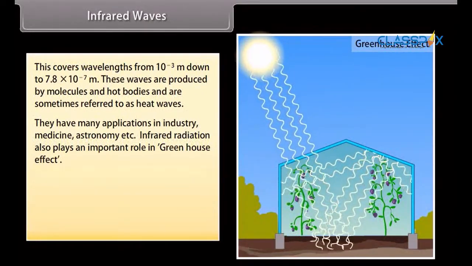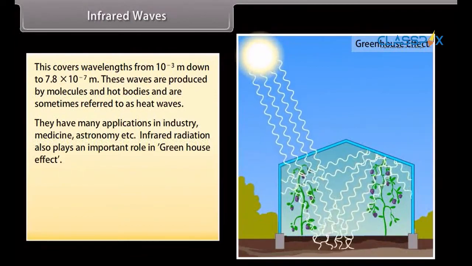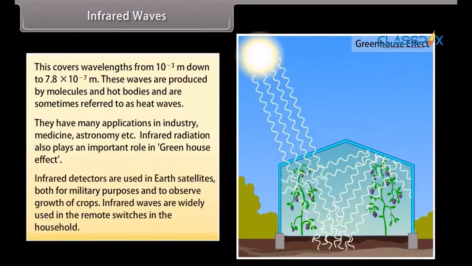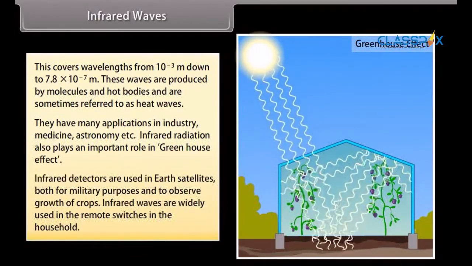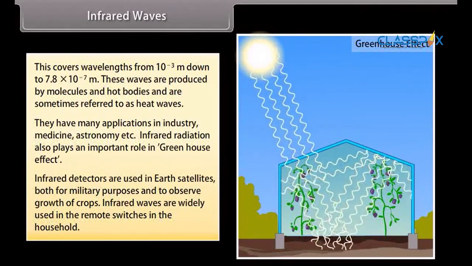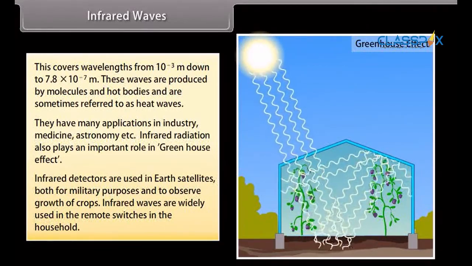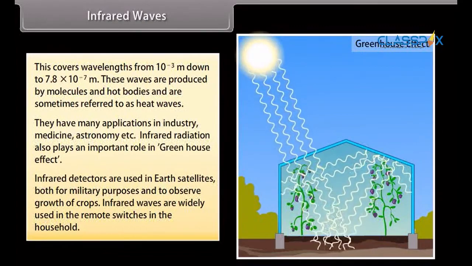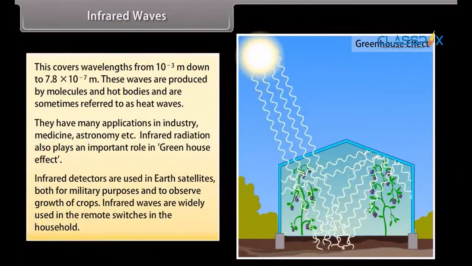Infrared radiation also plays an important role in the greenhouse effect. Infrared detectors are used in Earth satellites, both for military purposes and to observe the growth of crops. Infrared waves are widely used in remote switches in the household.